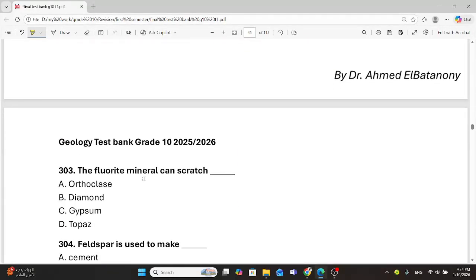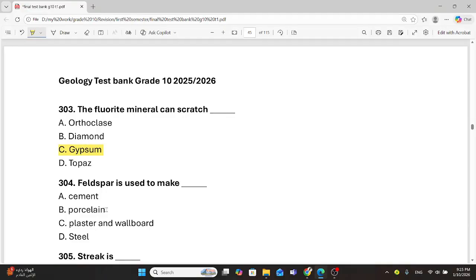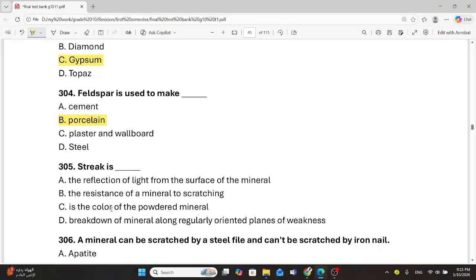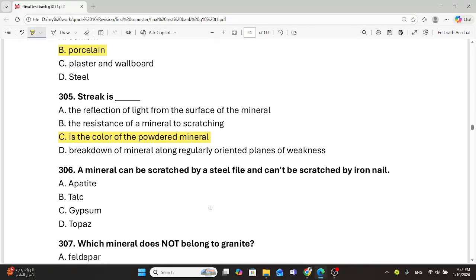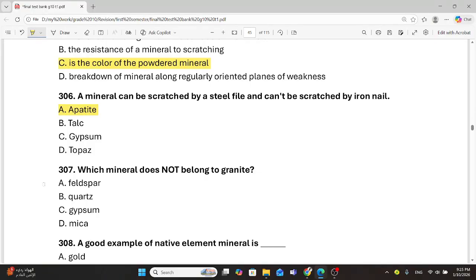Fluorite mineral can scratch glass or diamond? No, it can scratch gypsum. Feldspar is used to make porcelain. Streak is the color of powder of a mineral. A mineral that can be scratched by a steel file but cannot be scratched by an iron nail is apatite. Which mineral doesn't belong to granite? Feldspar, quartz, gypsum, mica. Gypsum.